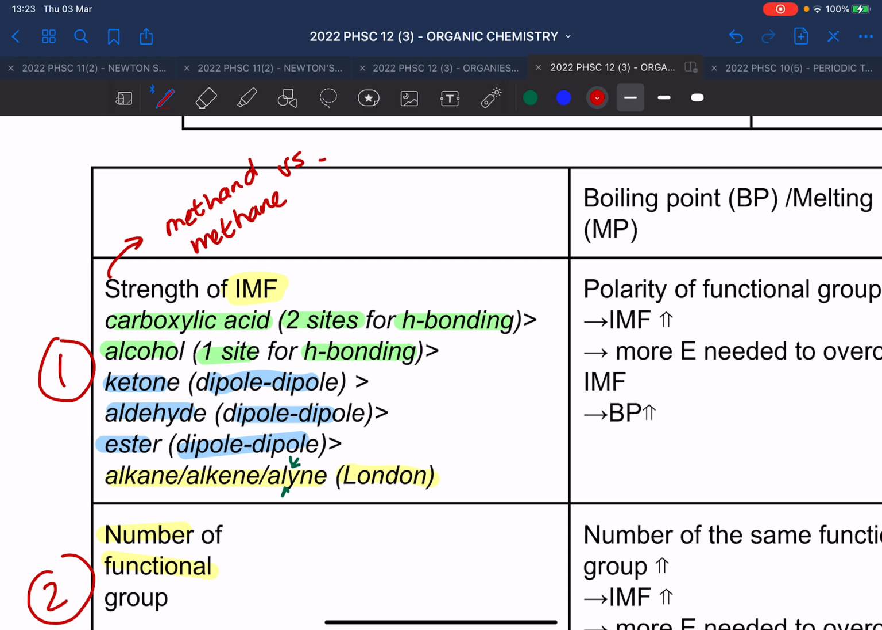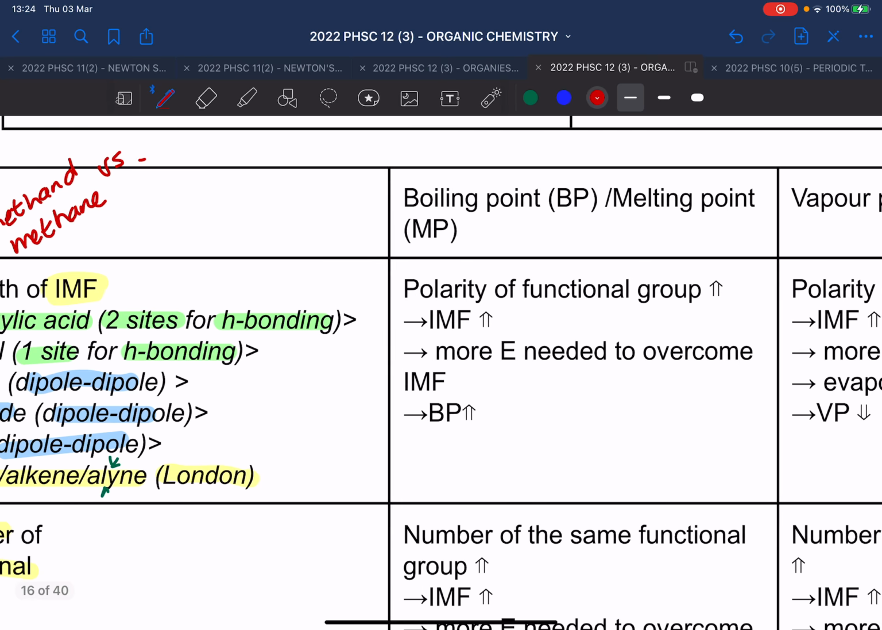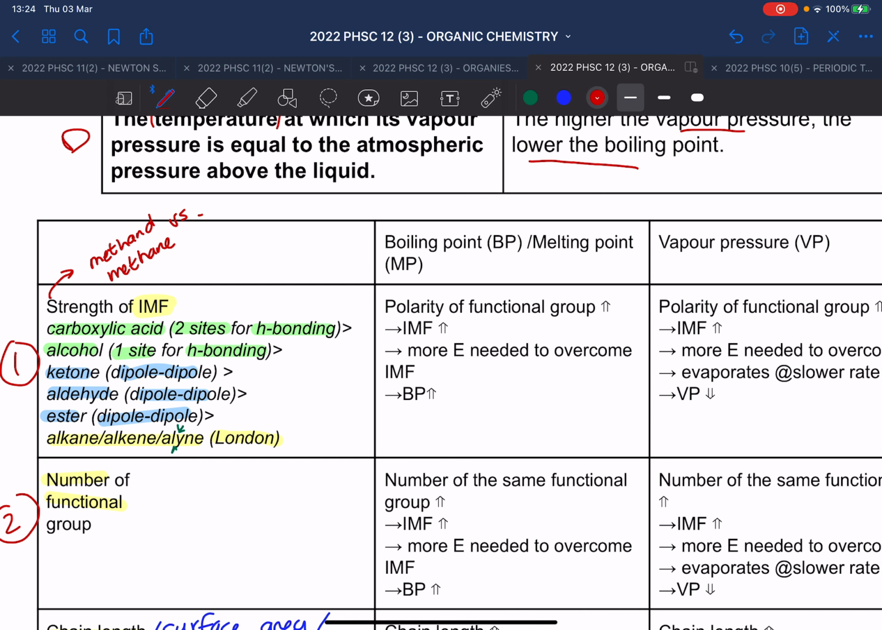Sure? What did I keep constant in this? I kept the meth constant. I can't have butanol, a long chain, compared to methane, a short chain. I must keep the length the same. So on the right hand side, I just gave you a summary of how to answer this.